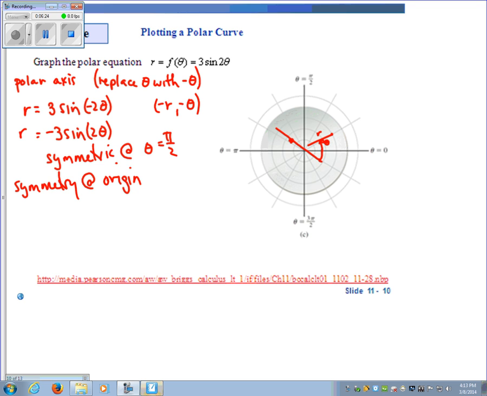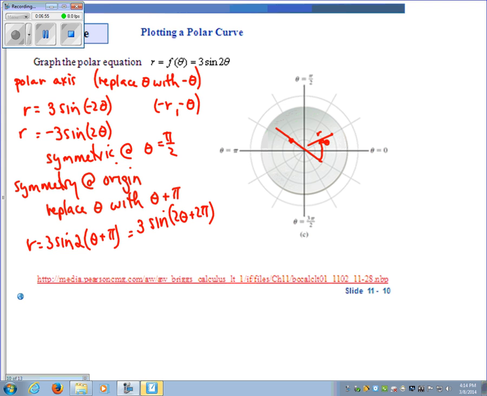Okay. What I want to do there is I want to look at r and theta plus pi. So I'm going to replace theta with theta plus pi. And so my equation then becomes r equals 3 sine of 2 times theta plus pi, which now I'm going to need one of my trig identities. This is sine of 2 theta plus 2 pi.